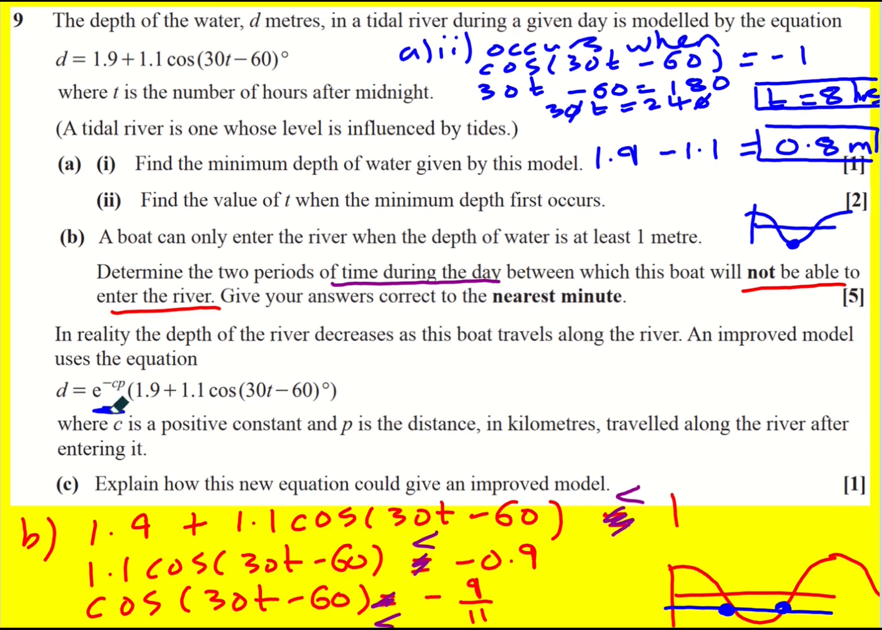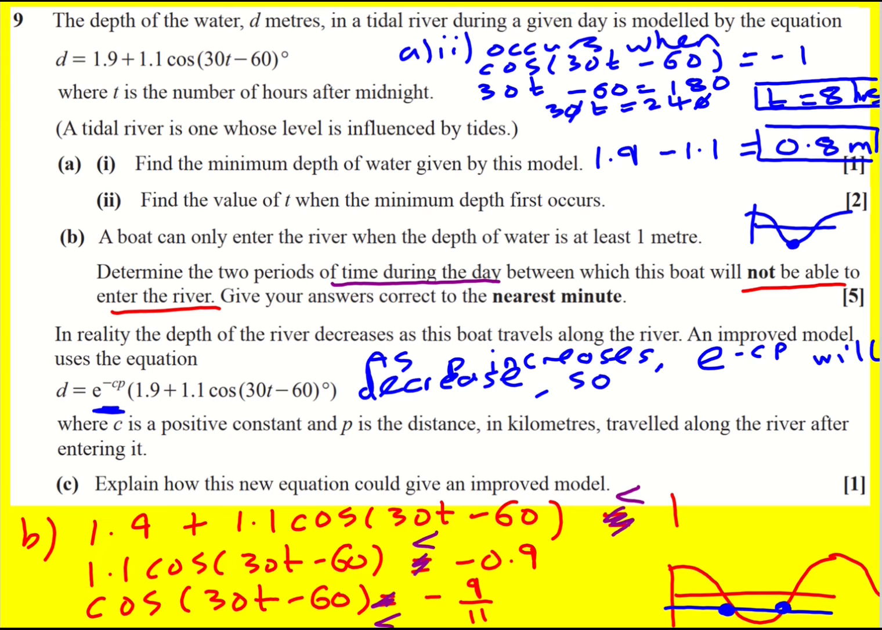So it's all about this new term and what's going to happen. As p increases, e to the minus cp will decrease. You can't just say d is going to decrease. You need to quote the exponential here because, otherwise, it's kind of intuitive. Because it says the depth is decreasing, you might say that the new function is going to decrease. You need to quote the exponential.